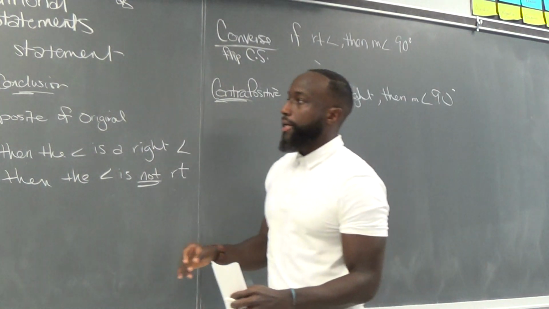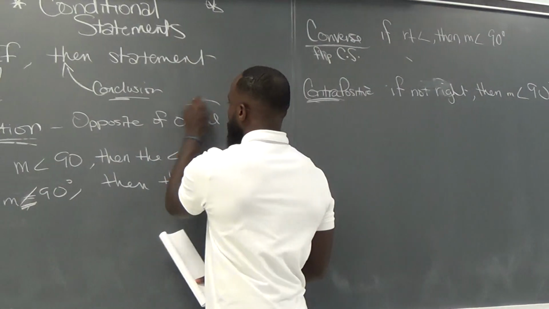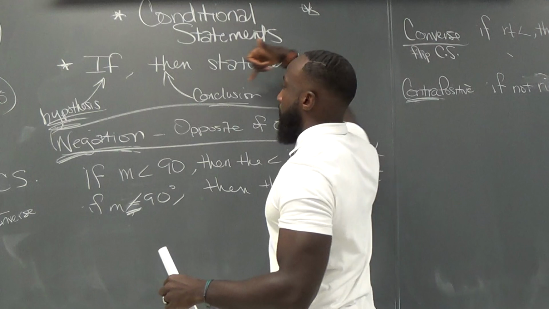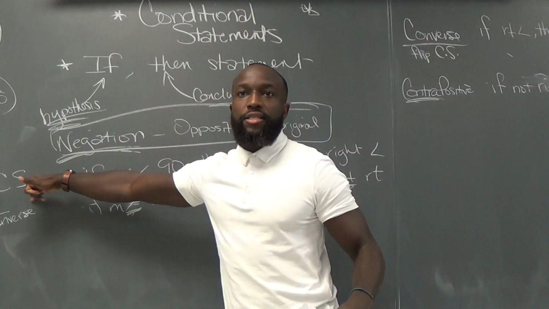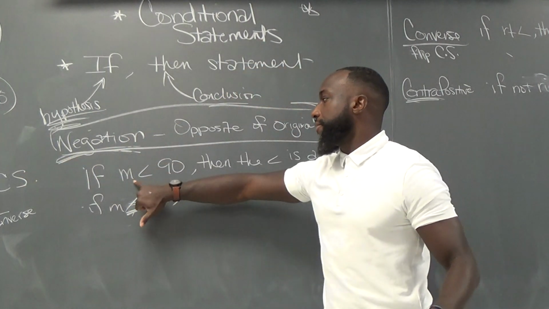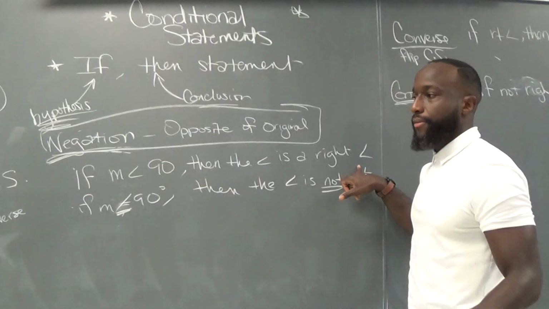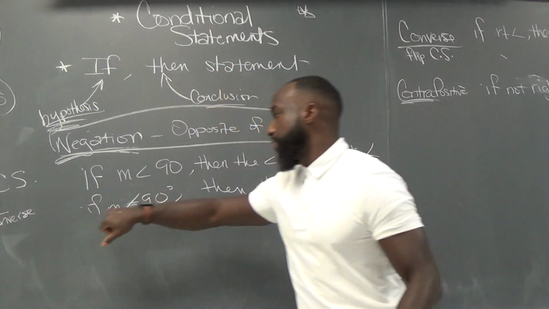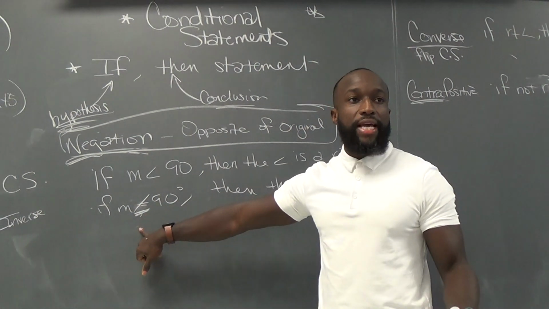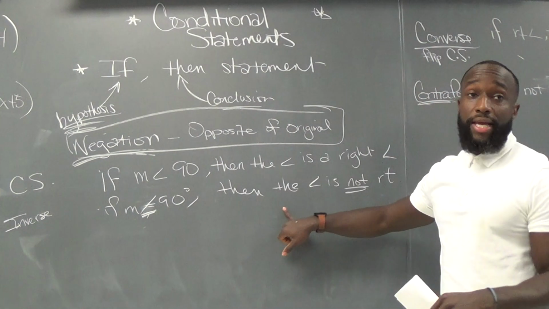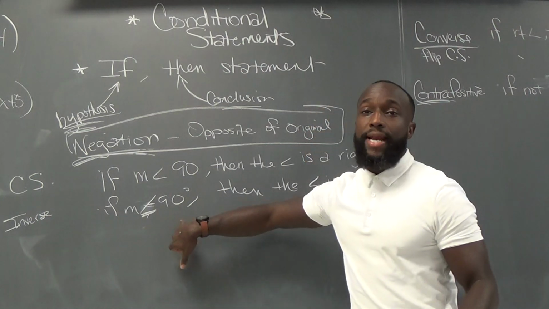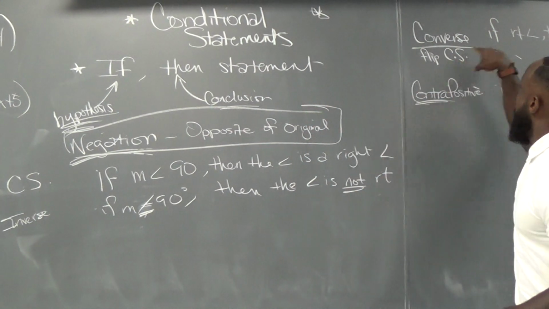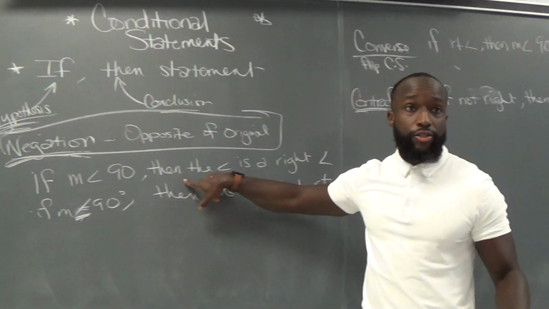Okay, let's go about it again. The if-then statement is the conditional statement: if this, then that. The inverse would be where my if statement is a not and my then statement is a not. So if it's not 90 degrees, then it's not a right angle. The converse is the flip of the conditional statement.